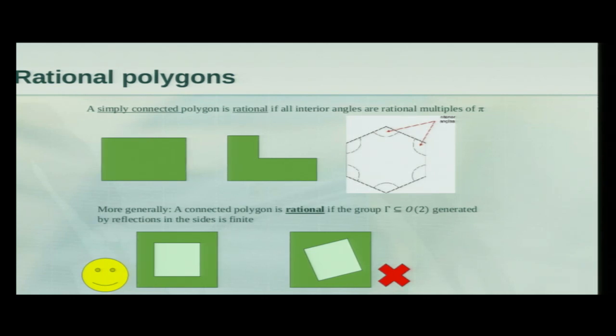If you look at the group generated by the reflections in the sides of the polygon, you require that to be a finite group, and then this example is ruled out while this one survives. But most of the time I'll think of the simply connected case.